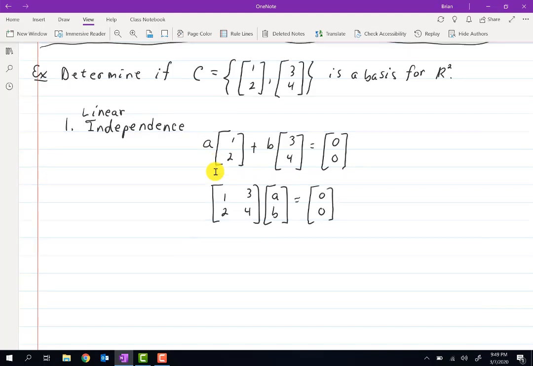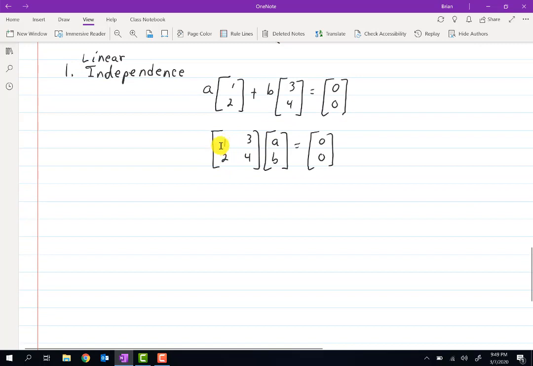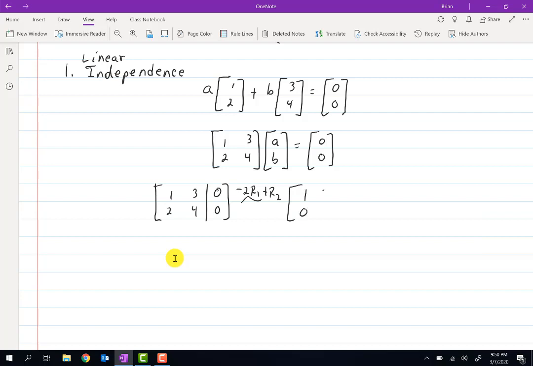Well, there's a number of ways. I could take this matrix here and row reduce it, or I guess I could wait till I was in what do you call this? An augmented form. 1, 2, 3, 4, 0, 0. And I could do something like negative 2R1 plus R2. Then you'll see 1, 0, 3, negative 2, and the other side is still zeros, and that's good enough.